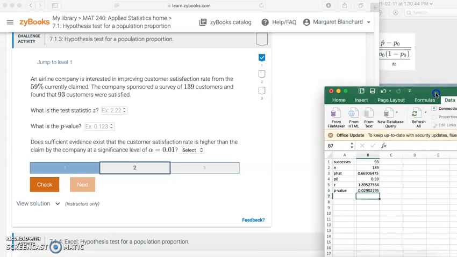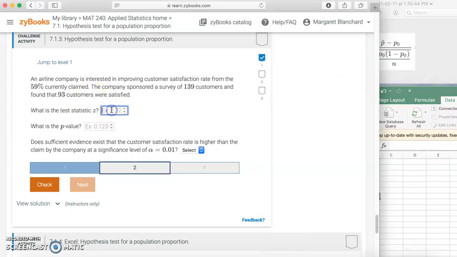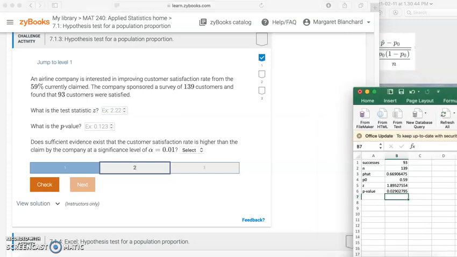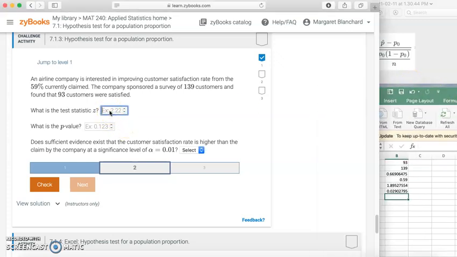So let's go ahead and put these values in and see where we are. Our test statistic ended up being 1.90 once you start rounding it. Actually, let me double check the number. 1.90. And then the p-value is 0.029.